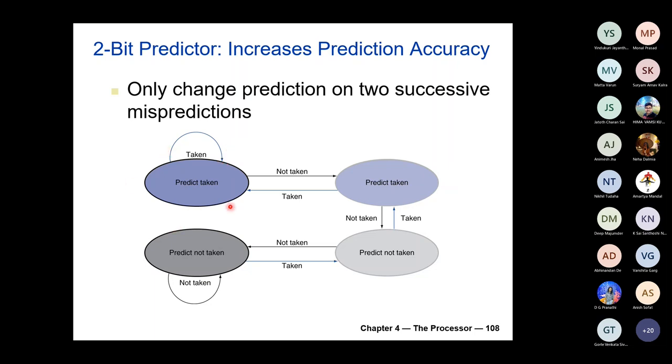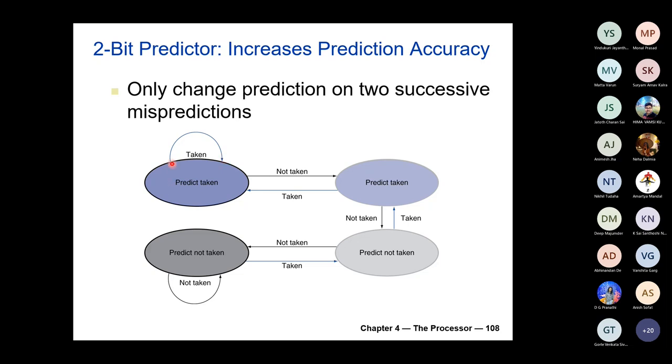So this is the state which corresponds to predict taken. Suppose you are in the predict taken state. That means if a loop is encountered here, at this moment, I would predict that it would be taken and take the appropriate action. Now, if the loop is actually taken, then the status does not change.